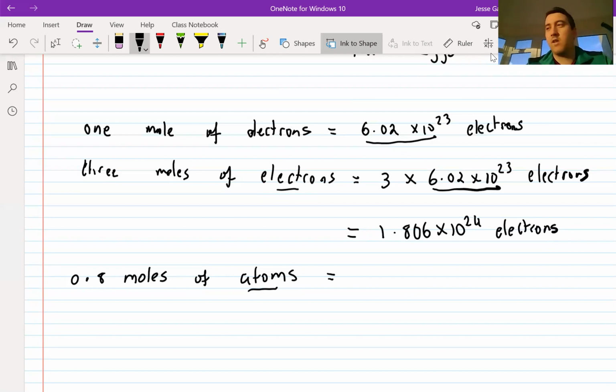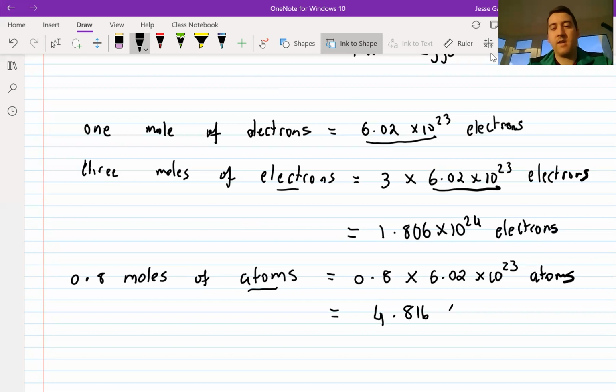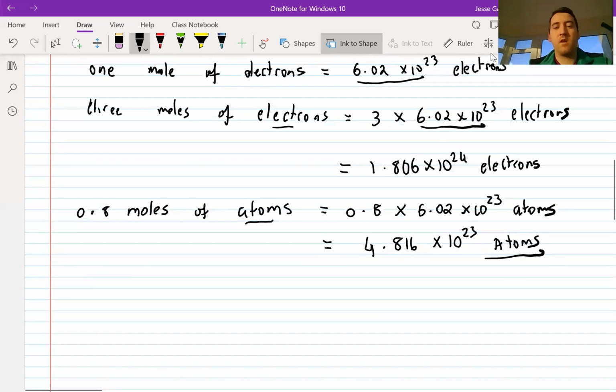Okay, so this is how we should have done it. You should only be listening to my voice if you have done this. So you should have 0.8 times the mole number, which is 6.02 times 10 to the power of 23, and this is going to be atoms. When we put that in the calculator, you're going to get 4.816 by 10 to the power of 23. And don't forget to write atoms at the end. That is how many atoms we have when we have 0.8 moles.